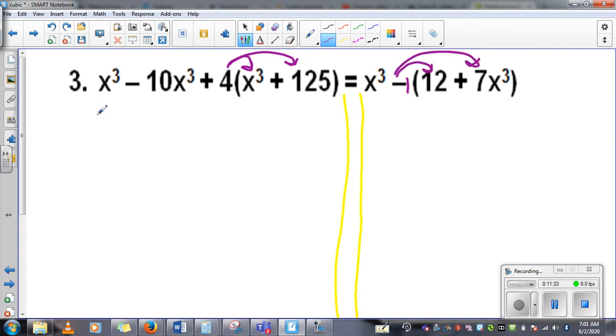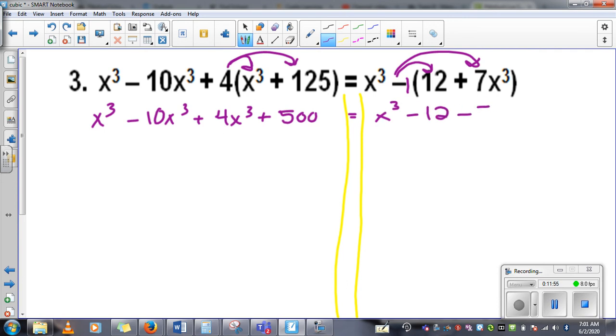So we have x to the third minus 10x to the third minus 4x to the third plus, let's see, 4 times 100 would be 400. 4 times 25 would be another 100, so this would be 500 equals x to the third minus 12 minus 7x to the third. This is where a lot of you will go wrong. You'll forget to distribute that negative to the second value. Okay, now let's combine our like terms.